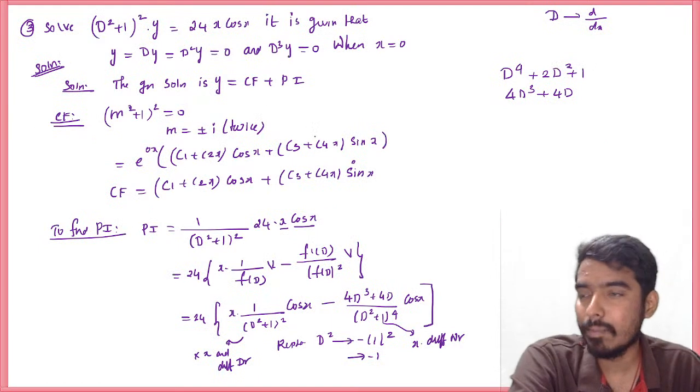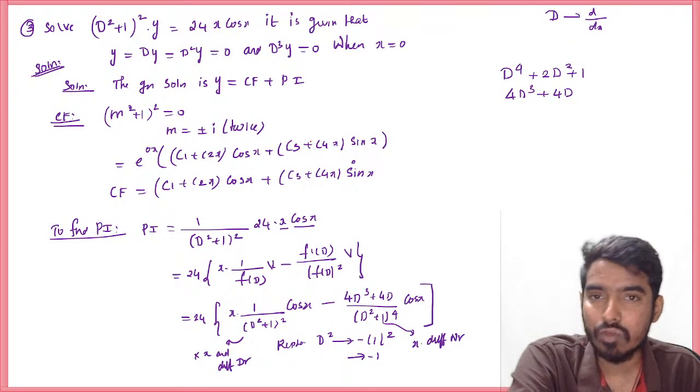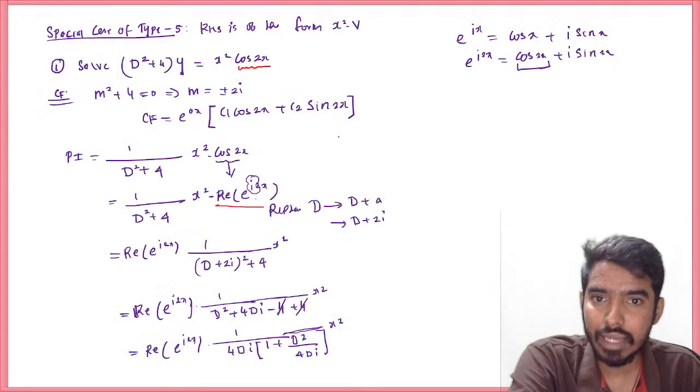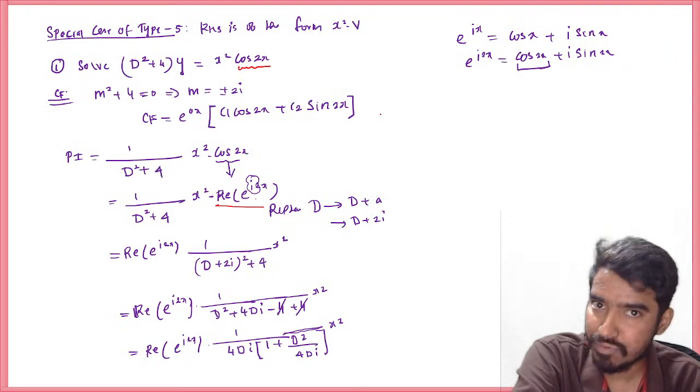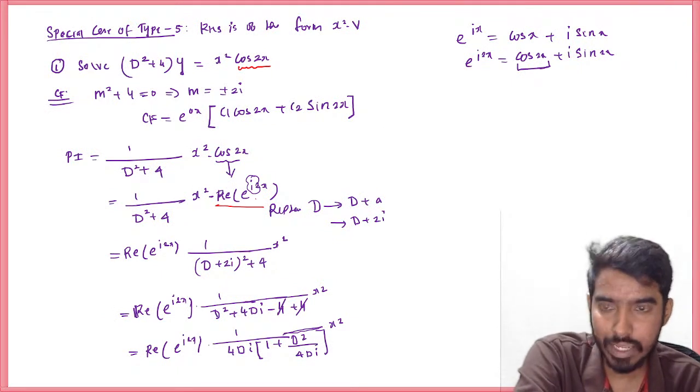I'll give some exercise problems in the Telegram group. Before that, we are done with this topic, right? Type 1, type 2, type 3, type 4, type 5, and one special case of type 5.